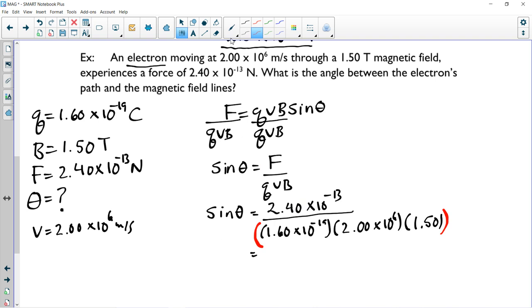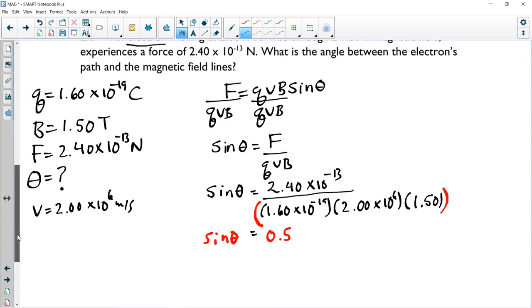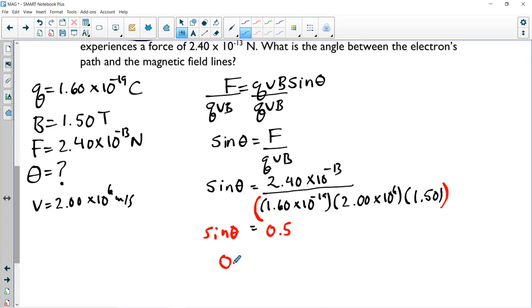You get sine theta equals 0.5. If you know your exact ratios, you can do that, but we're not going to pretend like we do. So we do sine negative 1 of 0.5. Sine negative 1 means second function or shift on your calculator, and then you press the sine button. You've probably done it a billion times, and you end up with an angle of 30 degrees.